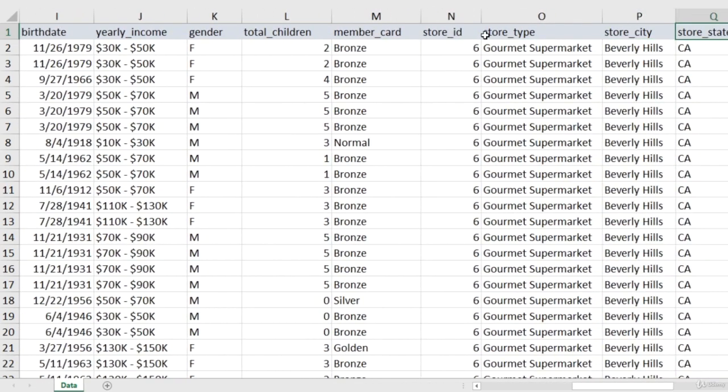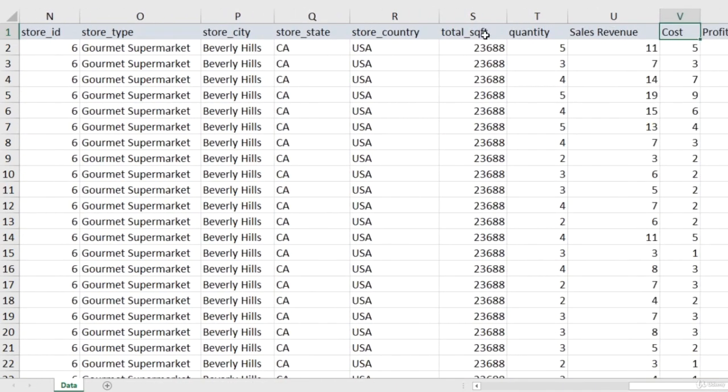And similarly, here we have the information on a store, where we can see the store ID and store type. What is store type? Basically, you can see there are superstores, there are small grocery shops. As we can see, we will be able to analyze the sales on different store types as well. And then we have store city, state and country.